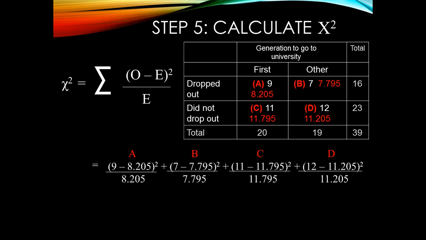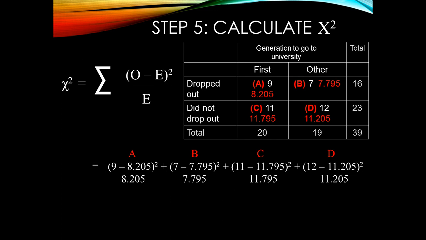Now we're going to calculate x squared, and the sums along the bottom of the screen there: one for cell A, one for cell B, one for cell C, one for cell D. They're already worked out and shown, but I'll explain them step by step as we go along, and then you'll come to a conclusion.